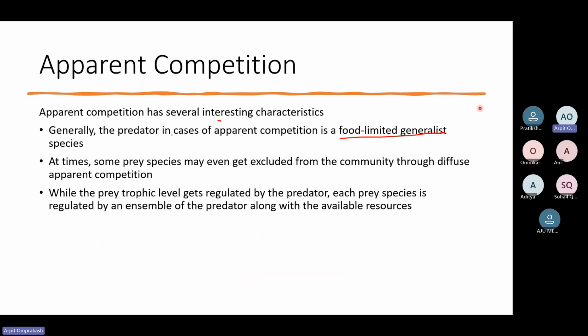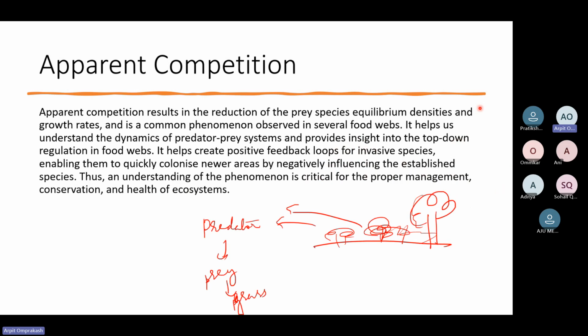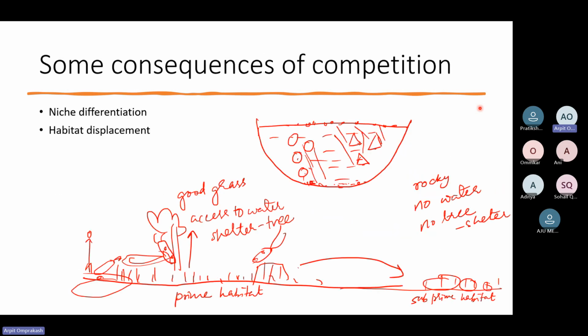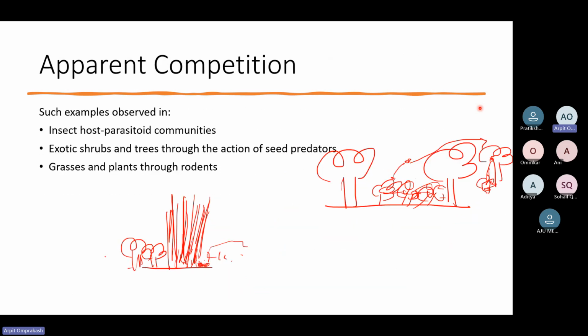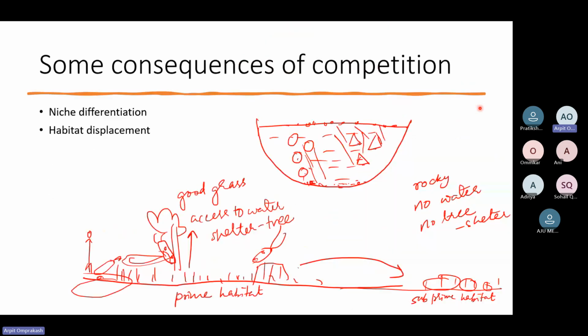We talked about some characteristics of apparent competition. We talked about some examples. Then we talked about some consequences of competition, such as niche differentiation. So if two species are competing for the same niche and one of them is evidently better than the other, the second species can adapt to a different niche that might be available in the given area. And the second thing is habitat displacement. So sometimes what happens is if there's competition, mostly interference competition, it leads to habitat displacement, where the original inhabitants of a prime habitat are moved into a subprime habitat because of the arrival of other competitors.